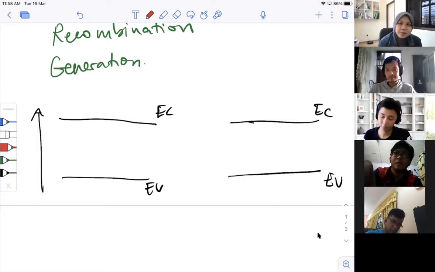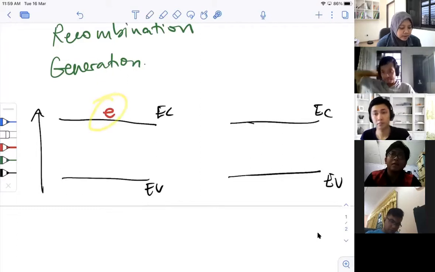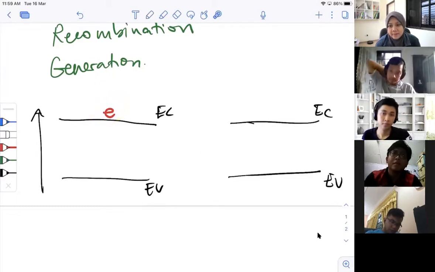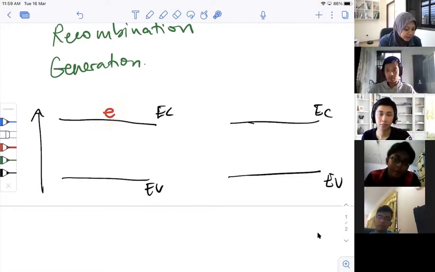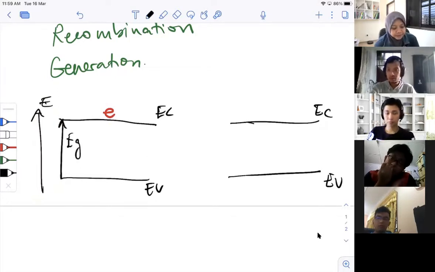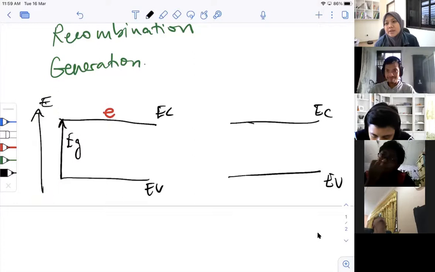Okay, good. So now, if you have an electron over here, is it free or bound? Free, because the electron is in the conduction band. But you can see that the electron is at a higher energy. Remember, the y-axis here is energy. Electron always wants to go to the lowest energy possible. That is its character. It's stable over there, more calm.